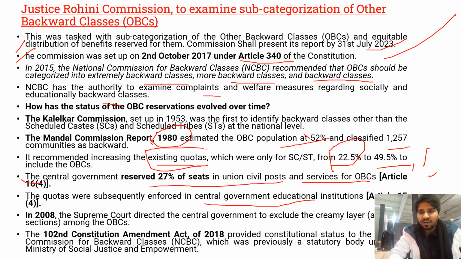In 2008, there were many cases, and the court declared that the creamy layer in OBC, based on income and property, should be excluded from the ambit of OBCs, right? They should be excluded and should not be given the benefit of reservation. Okay, the 102nd Constitutional Amendment Act of 2018 is very important, because it made the NCBC from a statutory body into a constitutional body. Now NCBC has become a constitutional body.